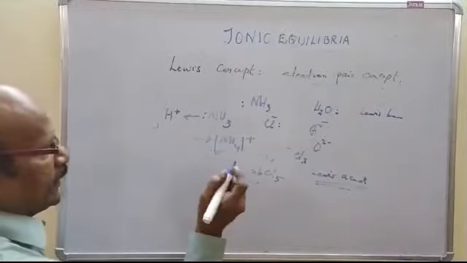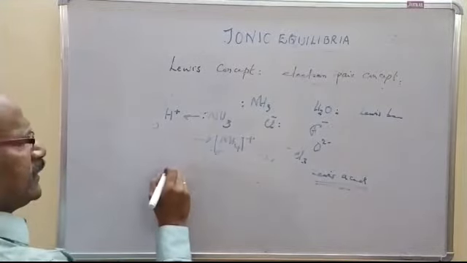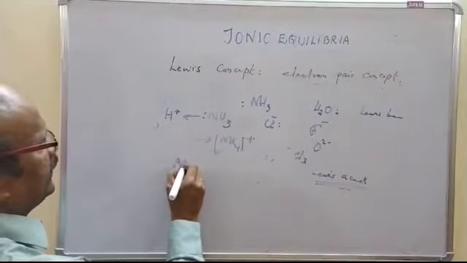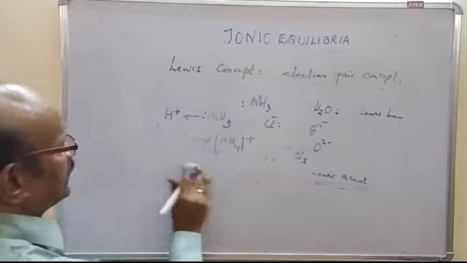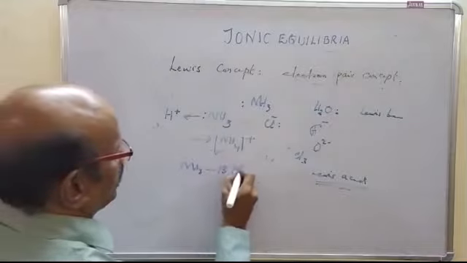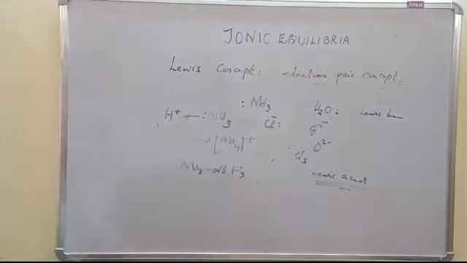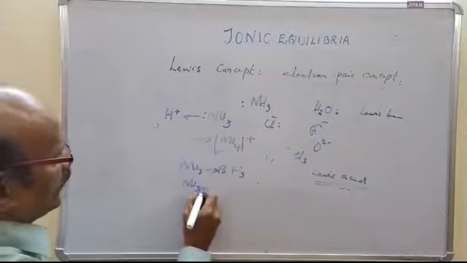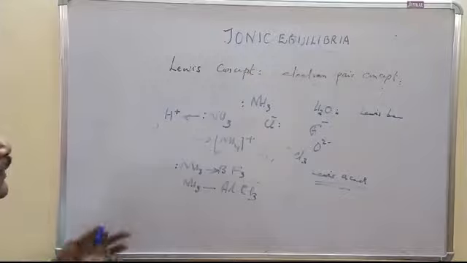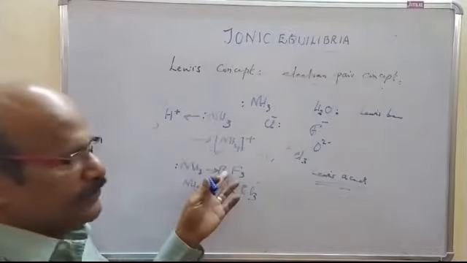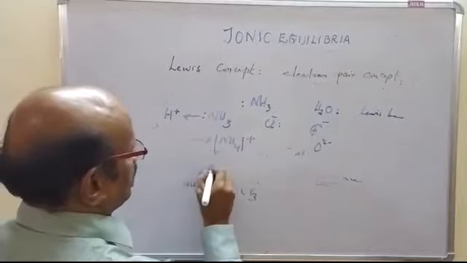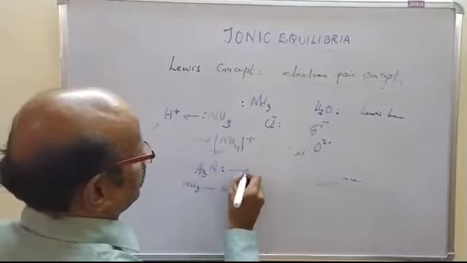Similarly, you have BF3, AlCl3, the NH3 BF3 complex, and the NH3 AlCl3 complex. You have the formation of the NH3 BF3 complex and the NH3 AlCl3 complex. All these are possible because ammonia can donate its lone pair of electrons to electron deficient boron, thus producing the NH3 BF3 complex like this.